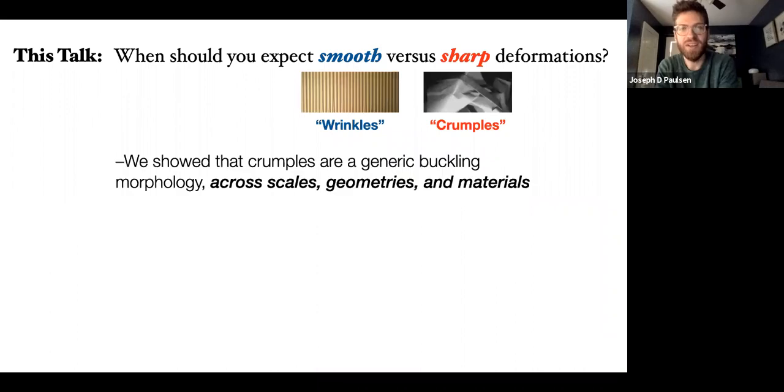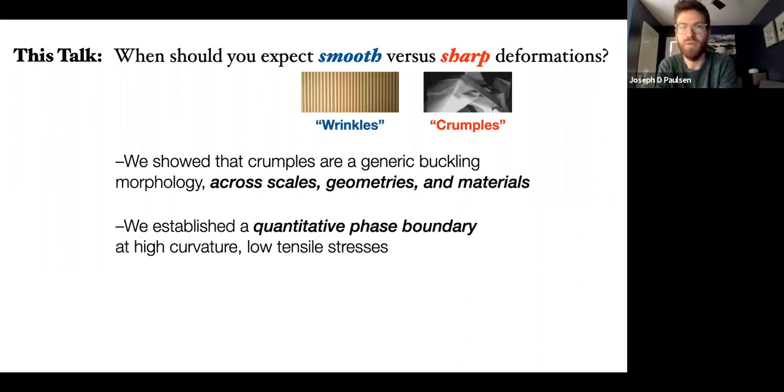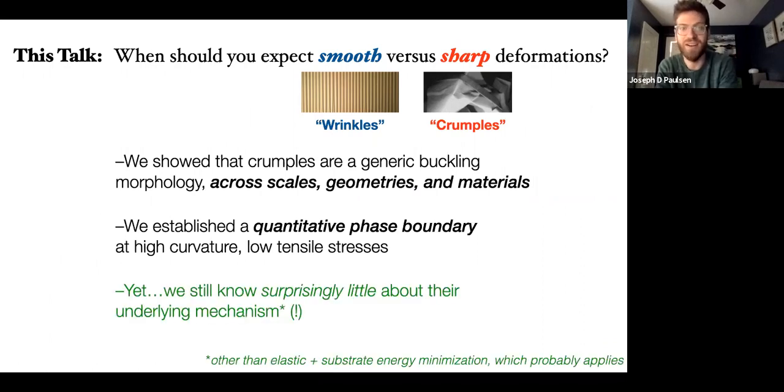The general picture that I want to get across to you is that these crumples are generic. They're generic across scales, across geometries, across materials. We have a phase boundary that tells you when to expect them, but we don't yet have a theory that encapsulates all of that knowledge yet.